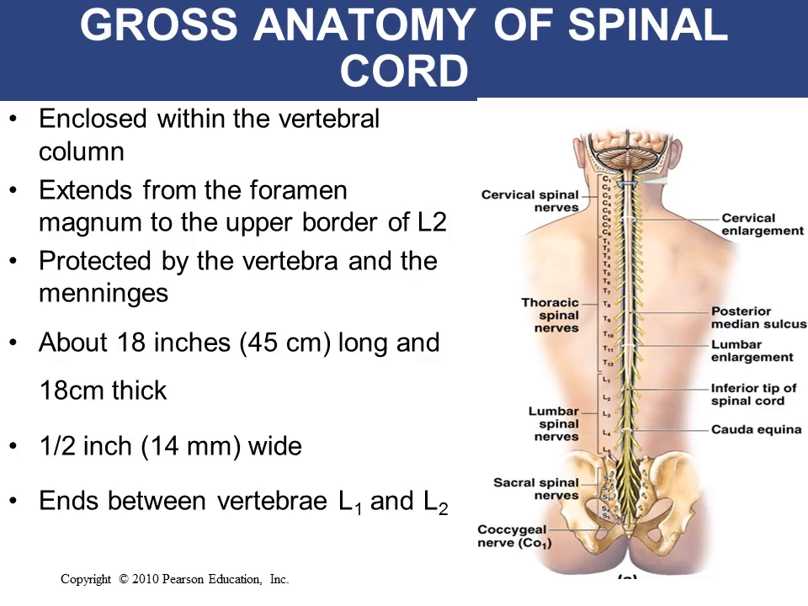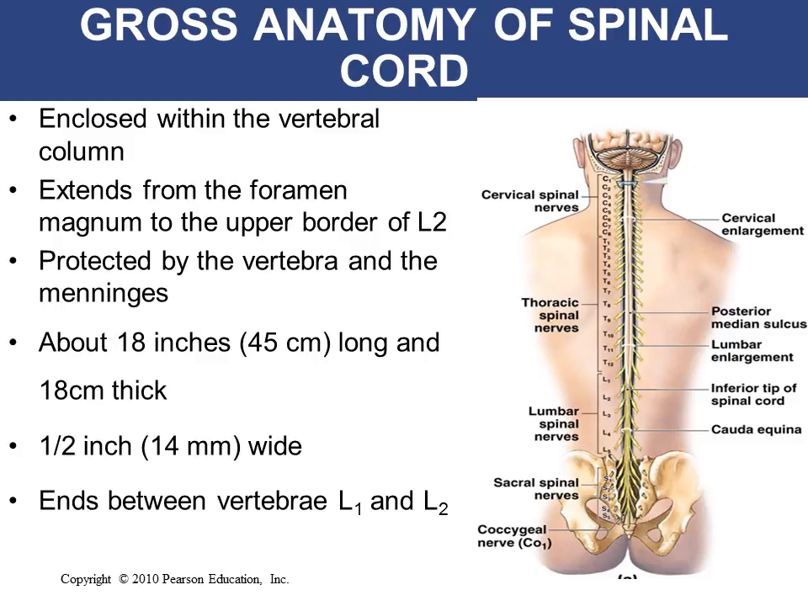The spinal cord is located within the vertebral column, and it extends from the foramen magnum, that is, from the continuation of the medulla oblongata, to the upper border of the second lumbar vertebra.